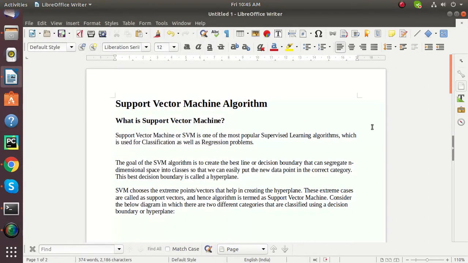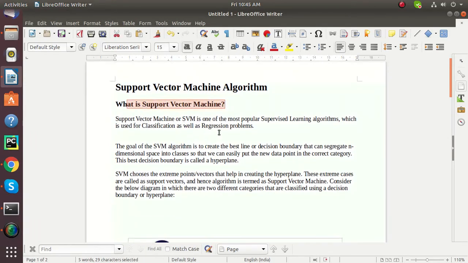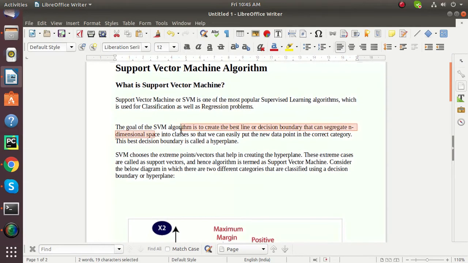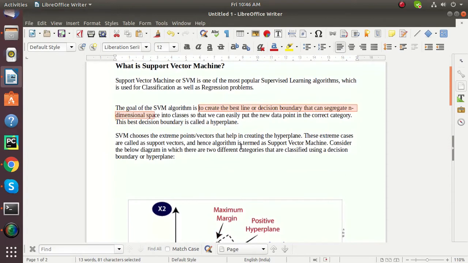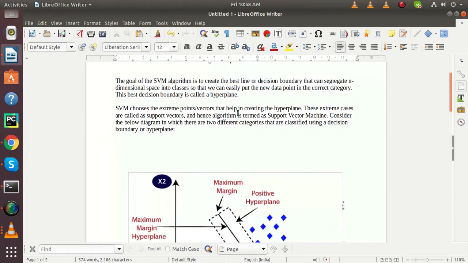Hello friends, today we will learn about support vector machine algorithm. So what is support vector machine? Support vector machine is one of the most popular supervised learning algorithms, which is used for classification as well as regression problems. So the main goal of the SVM algorithm is to create the best line or decision boundary that can segregate the n-dimensional space.